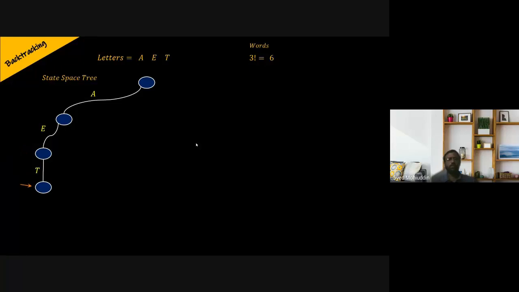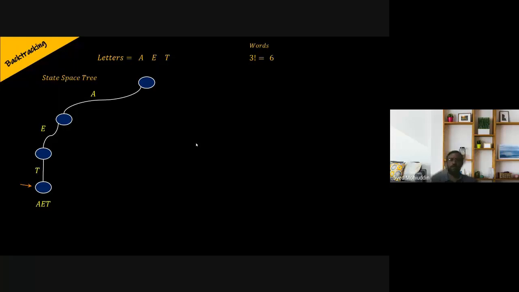After T, there are no more letters available for us. So that's the leaf node. That node is known as the answer node. So if we traverse from the root node along the path, visiting each node and covering the labels of the edges, we get the word AET.